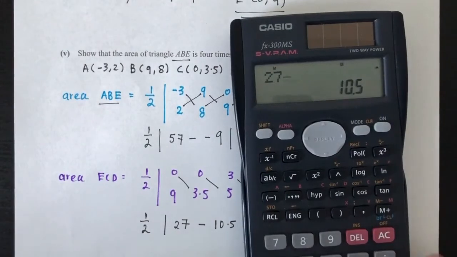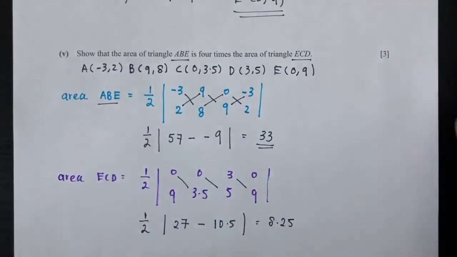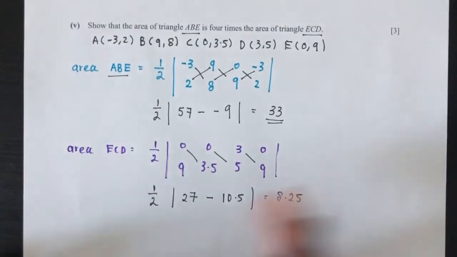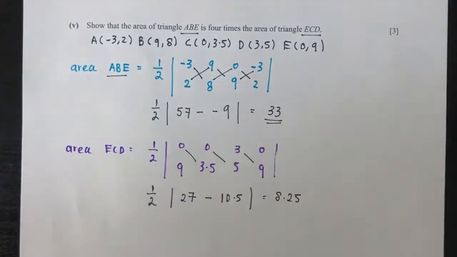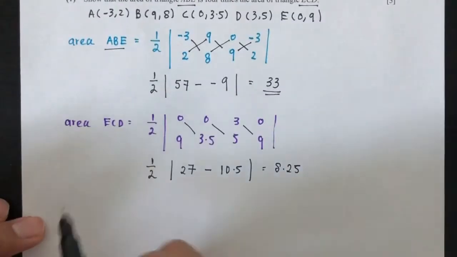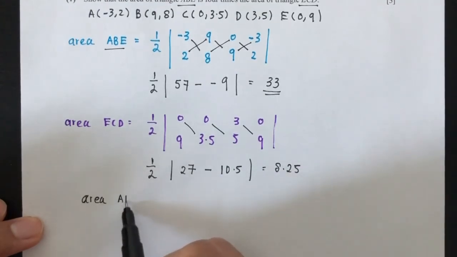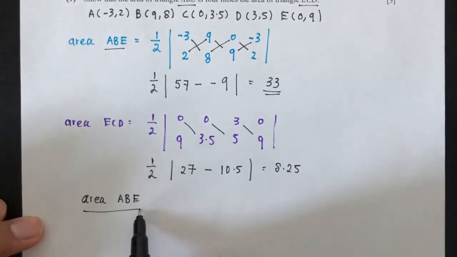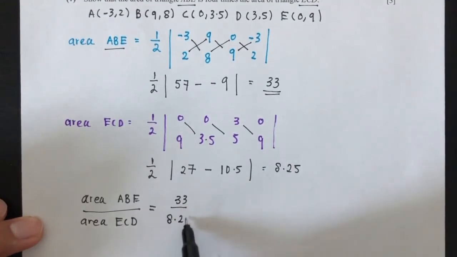So 27 minus the answer divided by 2, that should be 8.25. Now we have to show that this area is 4 times this area. So pretty easy. If you divide, say, area ABE divided by area of ECD, that should give you 33 divided by 8.25.